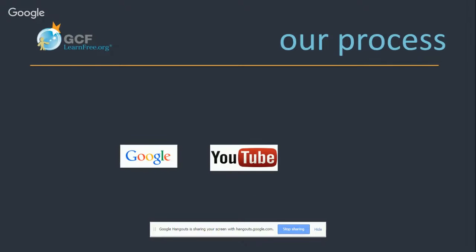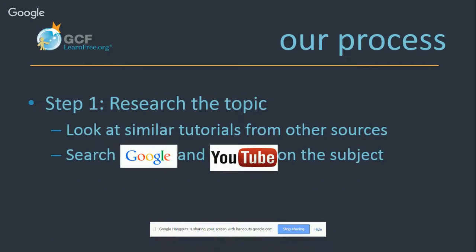I want to talk a little bit about our process. I apologize, we have some transitions that I wasn't able to get rid of. We have a three-step process that we usually use. Step one is research the topic: look at similar tutorials from other sources when you determine what you want to teach, and use Google and YouTube as much as possible. Our curriculum designers are on those two sites pretty frequently, looking to see what else is out there and how we can, of course, avoid duplicating it, but also look at what they're doing right and what we'd like to do a little bit better if we can.